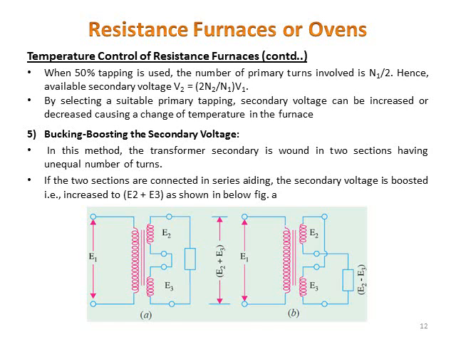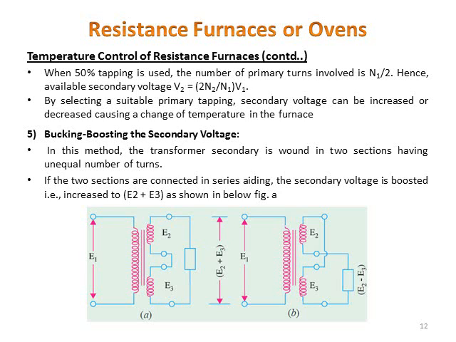The fifth method is bucking or boosting the secondary voltage. So in this method, the transformer secondary is wound in two sections having unequal number of turns. If the two sections are connected in series aiding, the secondary voltage is boosted, that is, it is increased to E2 plus E3.